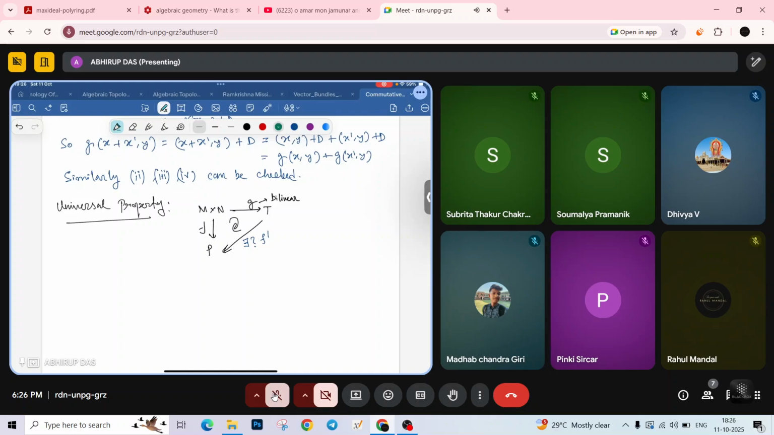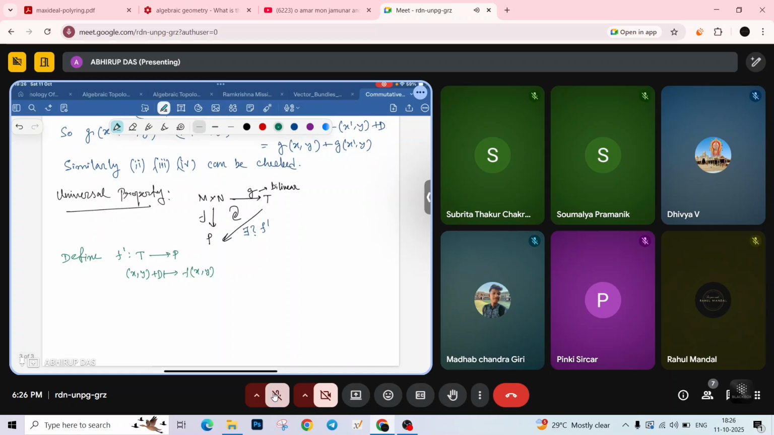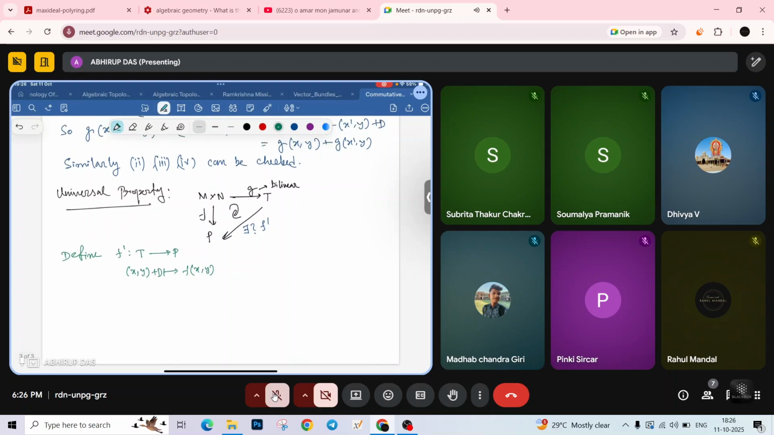So again, define f prime from T to P. So these are the elements in T, right? They will go to what? Because you will have to make the diagram commutative, no? There is only one way, okay?